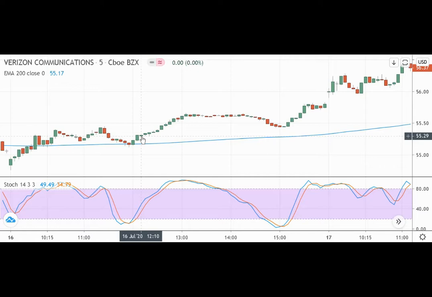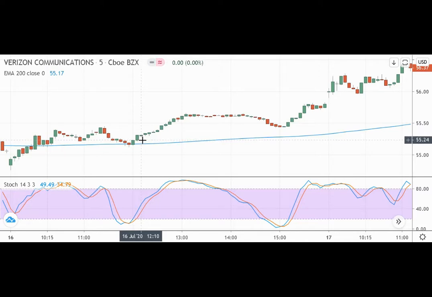For example, with Verizon stock, I might say, okay, I'm buying here, so I'm buying at $55.32. Can you see over here? $55.32. Okay, I'm buying at $55.32. Now, if it goes down, let's say 0.5%, wherever that is, that's my stop loss. Okay, I'm taking a small loss, 0.5%.